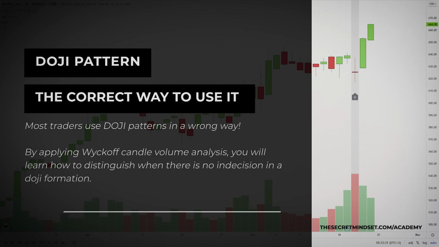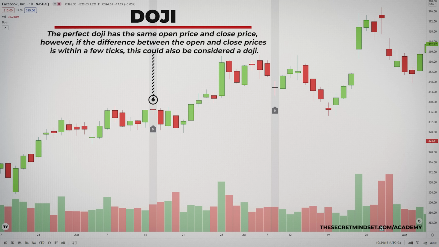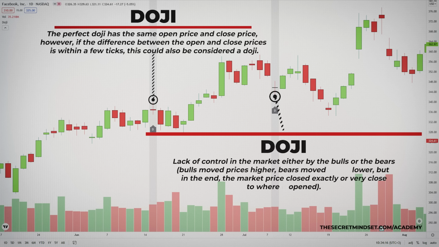It's widely believed that it represents a better reversal pattern at the top of the market than at the bottom, although you will learn that this is not correct under the proper circumstances. By applying Wyckoff Candle Volume Analysis, you will learn how to distinguish when there is no indecision in a Doji formation. The perfect Doji has the same open price and close price. However, if the difference between the open and close prices is within a few ticks, this could also be considered a Doji. A Doji candlestick suggests a lack of control in the market, either by the bulls or the bears. The lack of direction is clear.